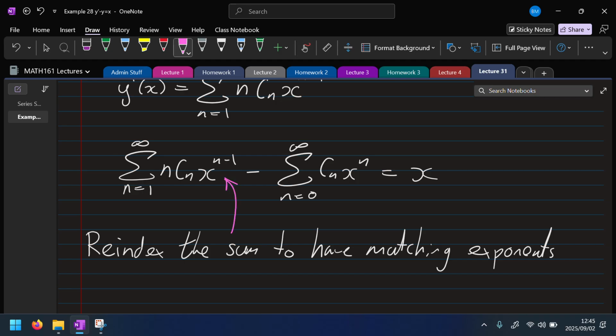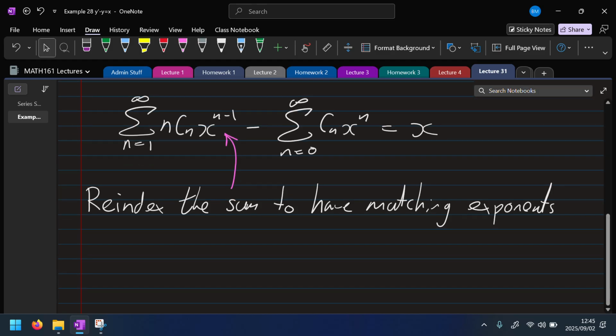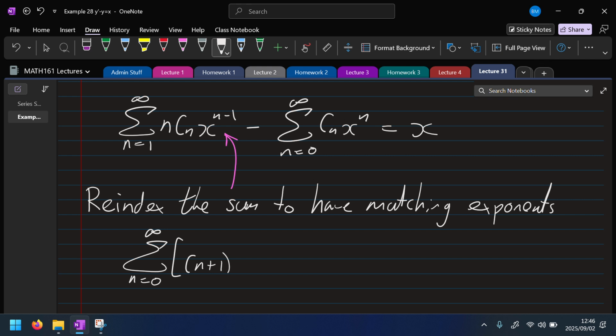Okay, so the first one there is n minus 1, the second one is n, they don't match up, so you re-index the first one so it matches with that second one. Okay, so what do we end up with? We're going to have the sum, n goes from 0 to infinity. We can put a big square brackets to put all the coefficients together. So this n, that's going to become an n plus 1. The cn, that will be a cn plus 1. X to the n, we're going to take it out of the brackets there.